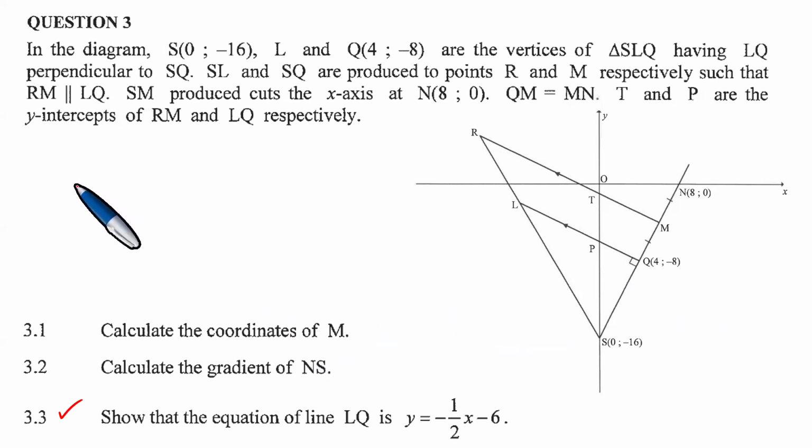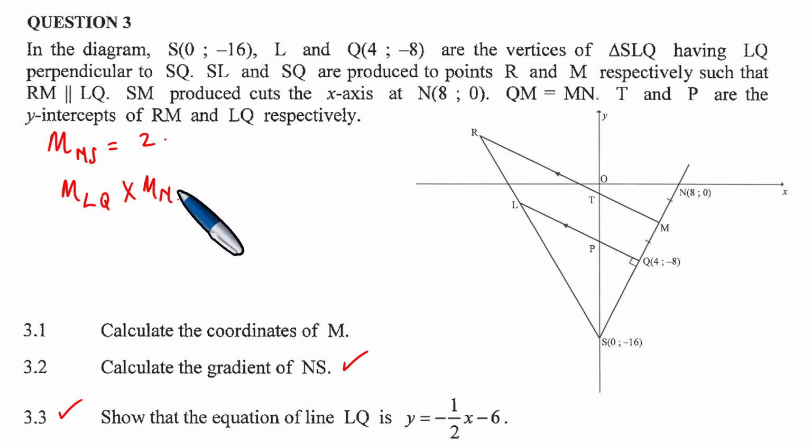Right, so to find the answer to 3.3, we want to find the equation of the line LQ. We know the gradient of the line NS is 2, so the gradient of LQ times the gradient of NS is minus 1. Why? Because LQ is perpendicular to NS, like this.